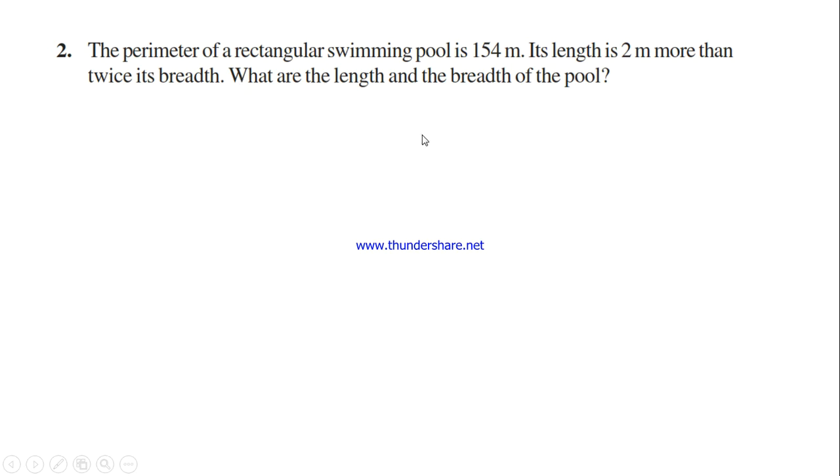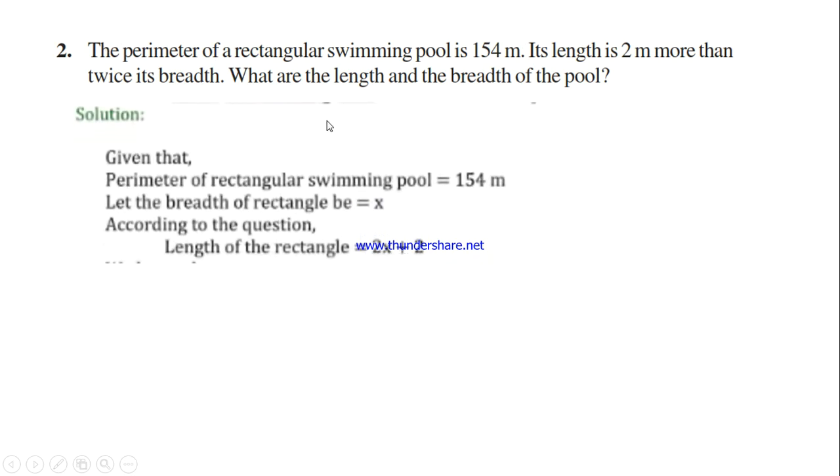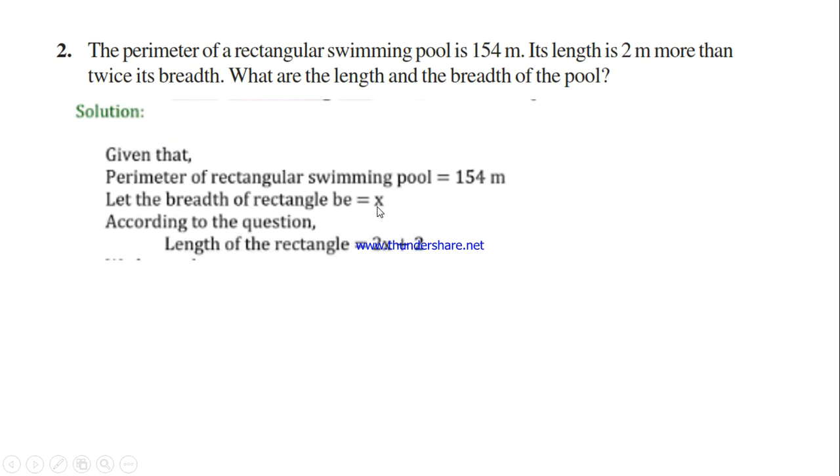They gave the perimeter of the rectangular swimming pool and its length, the first dimension, is also given. They gave information about the length, but they didn't give about the breadth. So let us take the breadth of the rectangle be x. We need the dimensions, length and breadth. That is what they asked in the question.